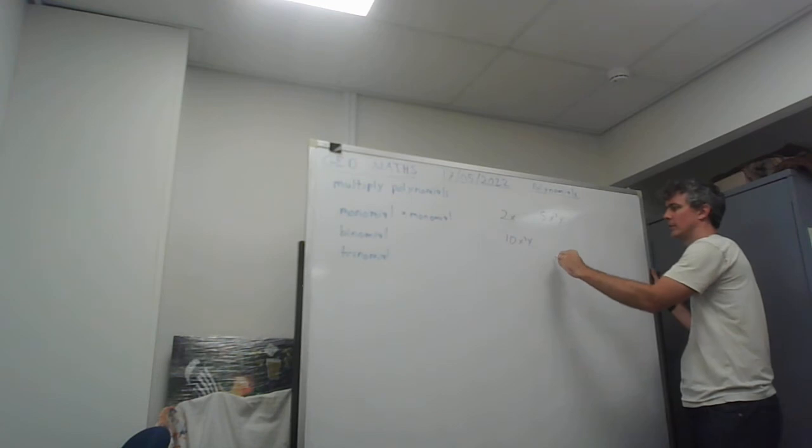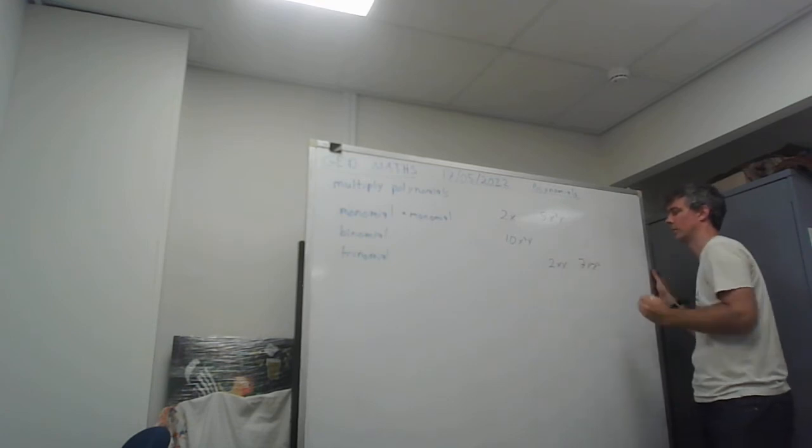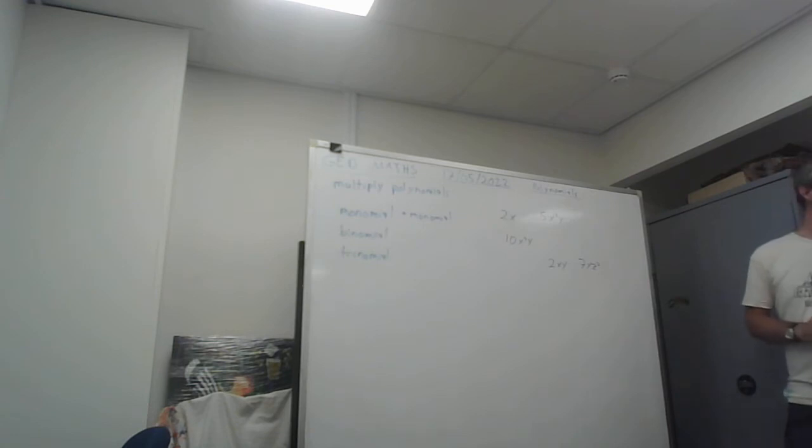So let's say we have 2xy times 7yz squared.